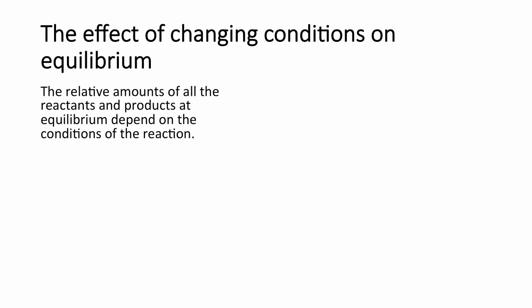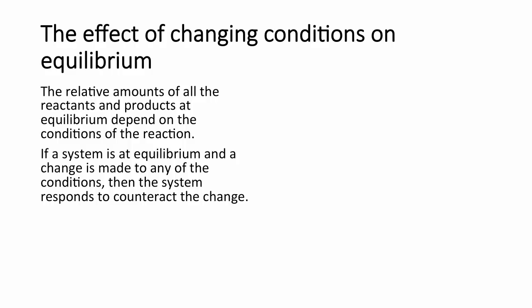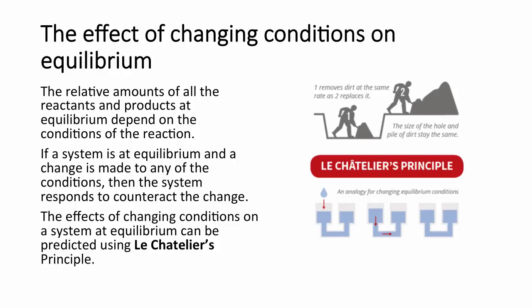The effect of changing conditions on equilibrium. The relative amounts of reactants and products at equilibrium depend on the conditions of a reaction. If a system is in equilibrium and a change is made to any of the conditions, the system opposes the change. It responds to counteract the change. The effects of changing equilibrium can be predicted using Le Chatelier's principle.